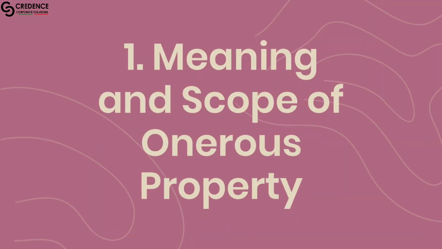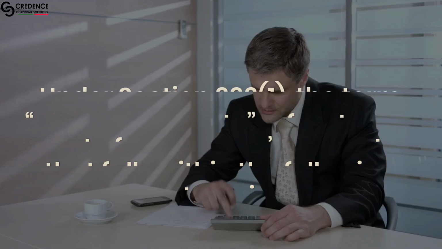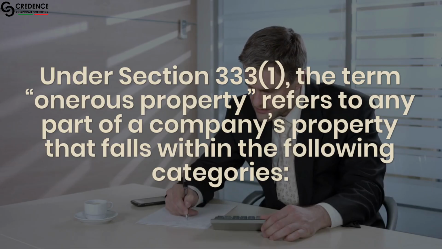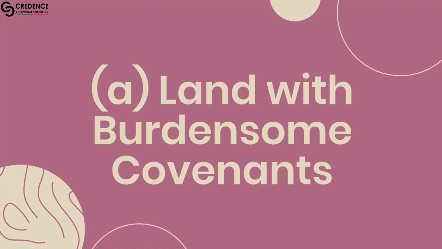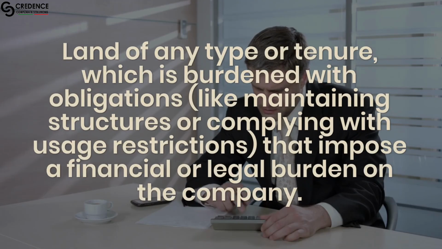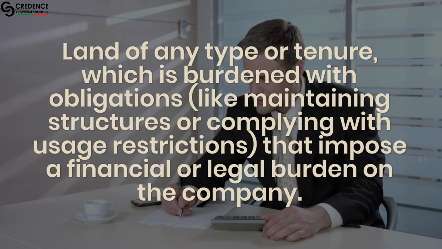1. Meaning and scope of onerous property. Under Section 333(1), the term onerous property refers to any part of a company's property that falls within the following categories. A. Land with burdensome covenants. Land of any type or tenure, which is burdened with obligations, like maintaining structures or complying with usage restrictions, that impose a financial or legal burden on the company.